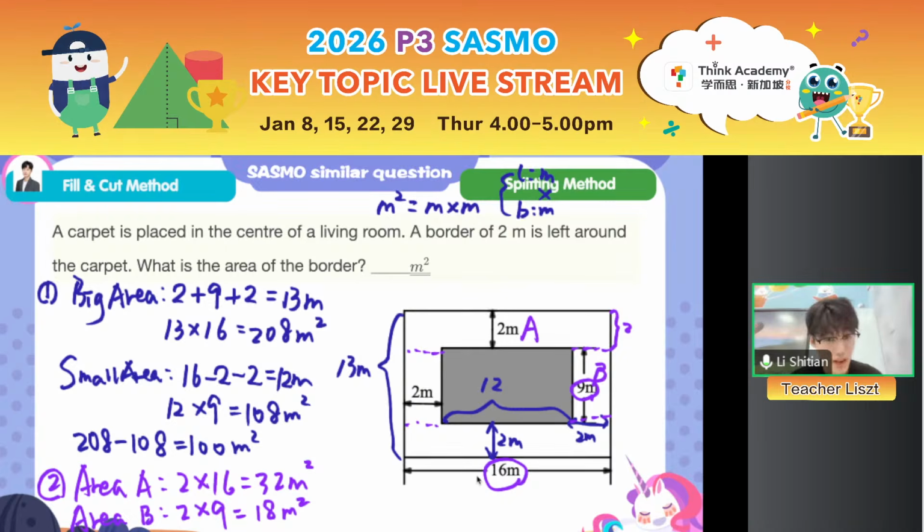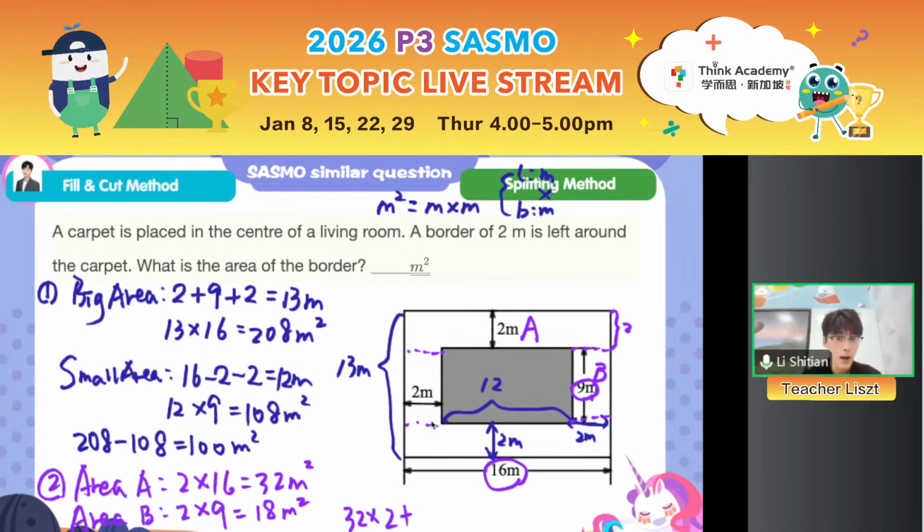We do not need to find it out actually. Why? Because the area of this small rectangle is the same as rectangle A, right? So we only need to use the 32, which is the area of A, times 2, then plus the area of B.